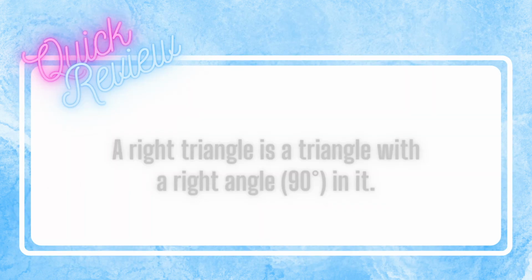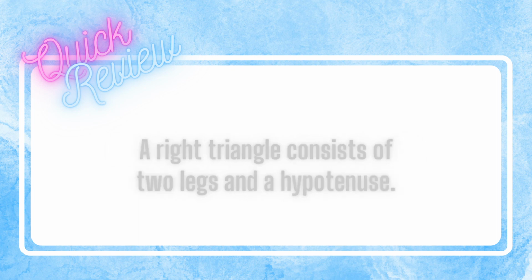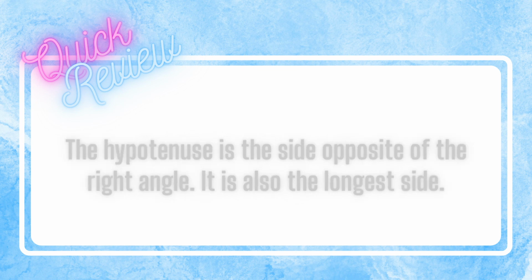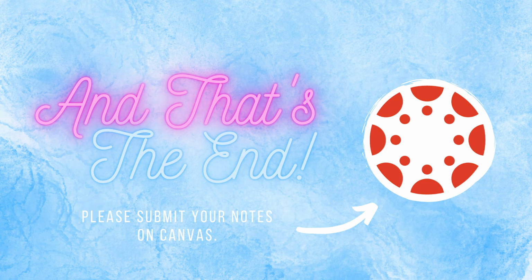So here's a quick review, and you don't need to write this down, don't worry. So a right triangle is a triangle with a right angle in it, and a right angle measures 90 degrees. A right triangle consists of two legs and a hypotenuse. The hypotenuse is the side opposite of the right angle. It's also the longest side. So that's it for this lesson.